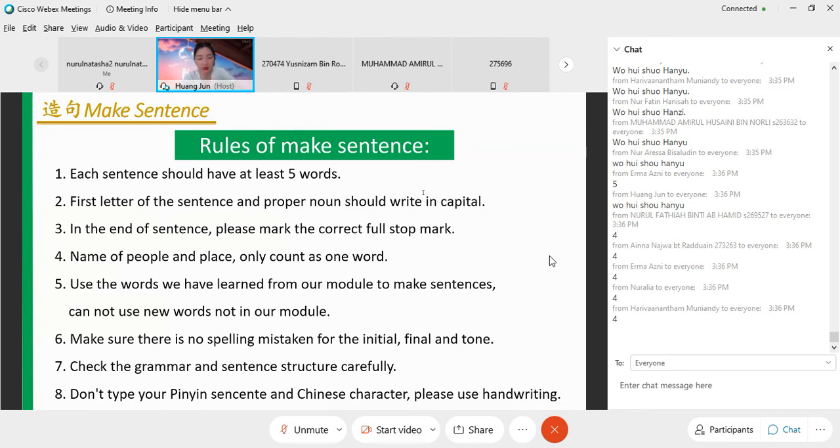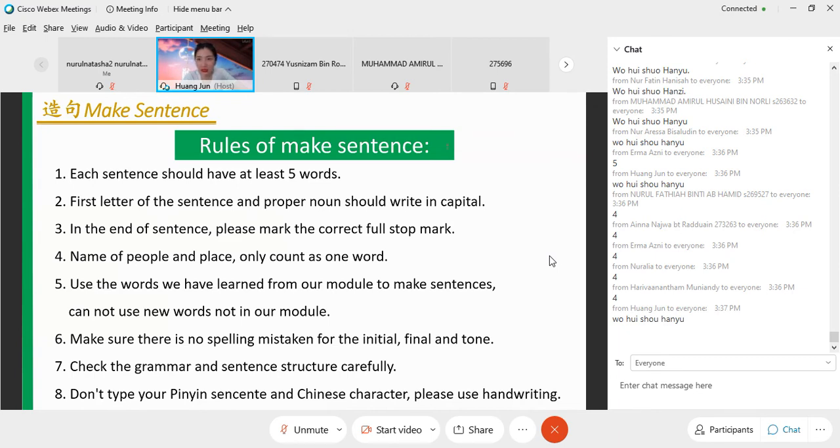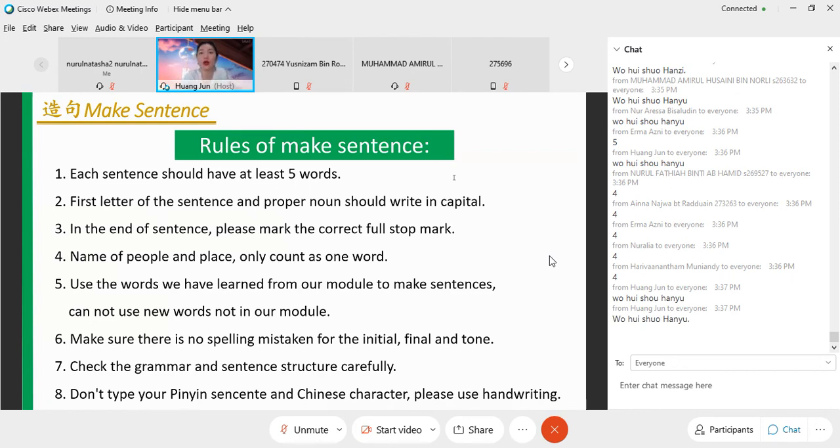That's why if you write down your homework, make sentence like this, you will also score 0 because the first letter you are not writing in capital. 汉语 you are not writing in capital, right? So this is still a 0 sentence. Then number 3 is when you finish, put a full stop mark. So actually this sentence you should write like 我会说汉语 with a full stop mark, but still it only got 4 words, not enough.